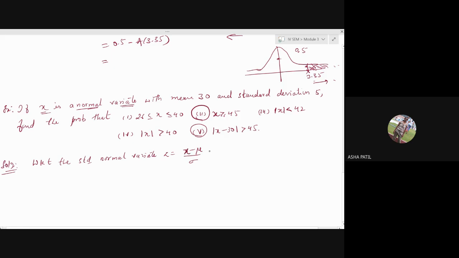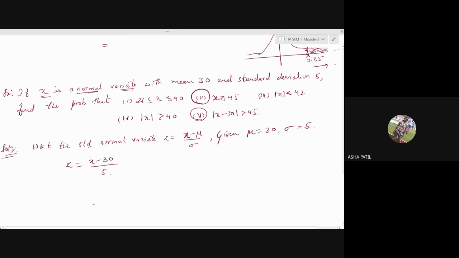Let us substitute the values. The mean of the normal distribution is mu and sigma is the standard deviation, so mu is 30 and sigma is 5. Z is equal to X minus 30 divided by 5. We have standardized it by taking Z equal to X minus mu by sigma.